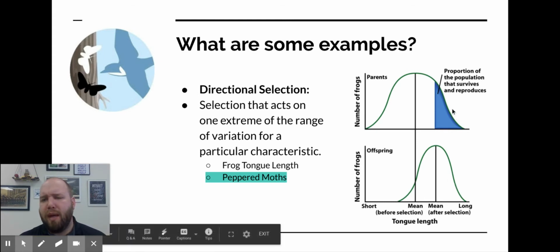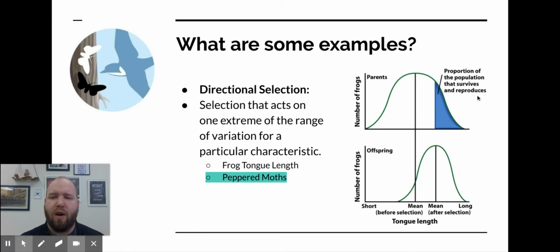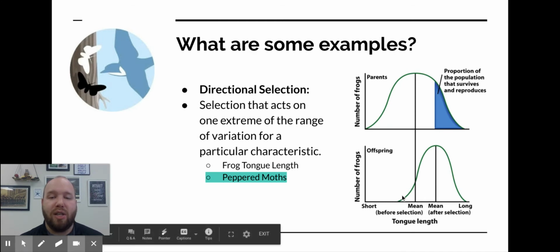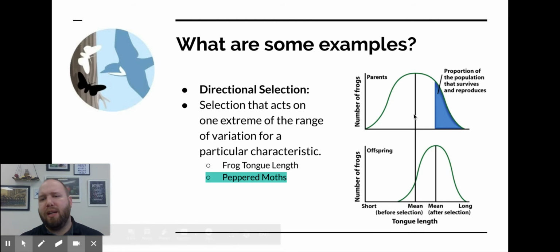In this case, directional selection is going towards an extreme. So in this case, really long frogs' tongues are more successful than short frogs' tongues. So these are the frogs that are going to get the most resources. They're going to be the most successful and pass their genes on to the next generation. And so you can see the next generation has now an average of longer tongues because these have been eliminated, and it's shifted the whole graph over towards longer and longer tongues.